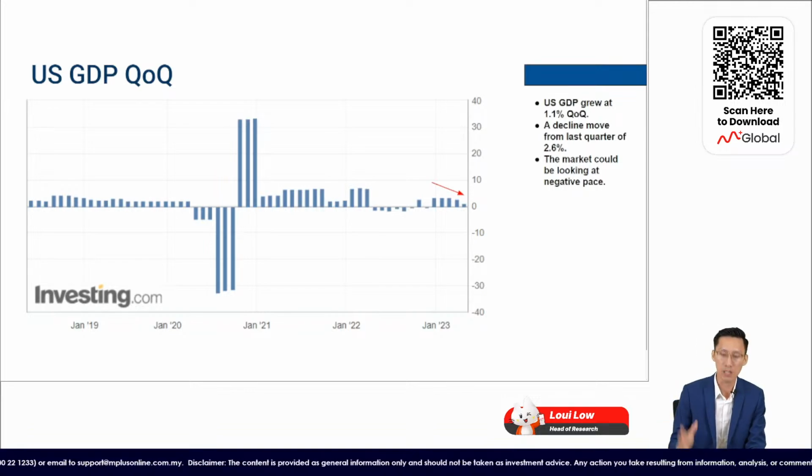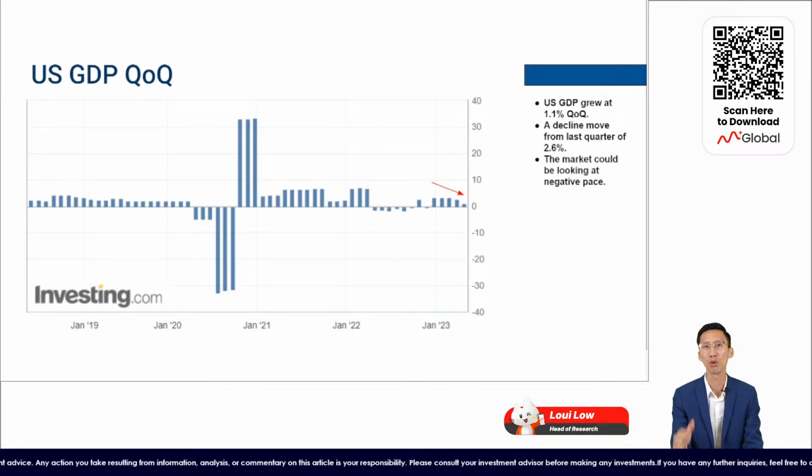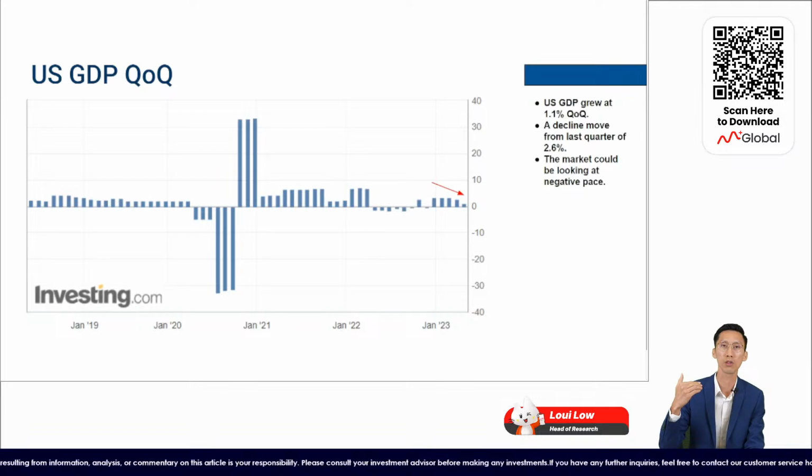But since first quarter GDP is slightly above 0%, at 1.1% quarter-on-quarter growth, that is a good sign that the US is not going into a contractionary phase. Which means that maybe they will not cut rates, but they also will not continue to increase the rates too much. Why is it so?